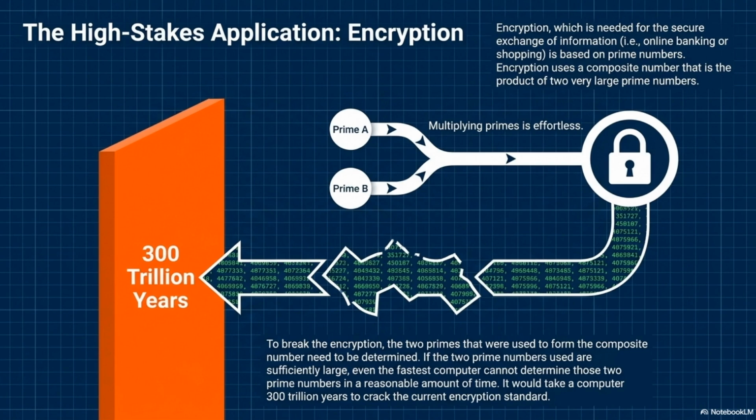But I really want to talk about the why here. If computers can multiply 2 million-digit numbers in a fraction of a millisecond, why is it so impossibly hard to do the math in reverse? Well, what you are describing is called a trapdoor function. It is a mathematical process that is incredibly easy to do in one direction, but practically impossible to reverse without a specific key.